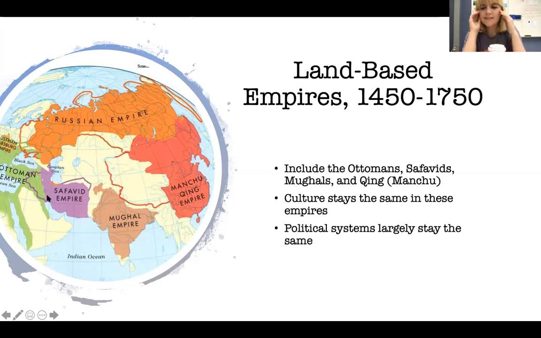Culture basically stays the same throughout period 2. Political systems largely stay the same as well. When I say political systems, I'm really meaning those traits of an empire. The political system is you have the emperor at the top and a large bureaucracy that serves the emperor. Or in the Muslim states, a caliph on top and a large bureaucracy that serves the caliph.